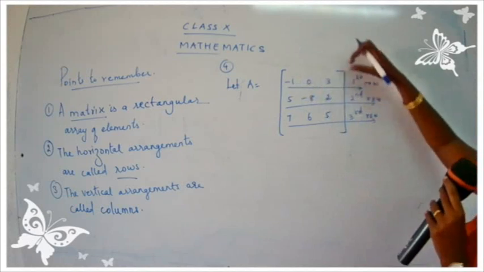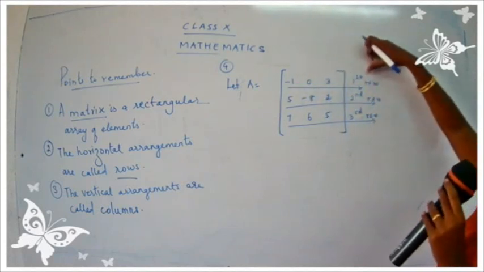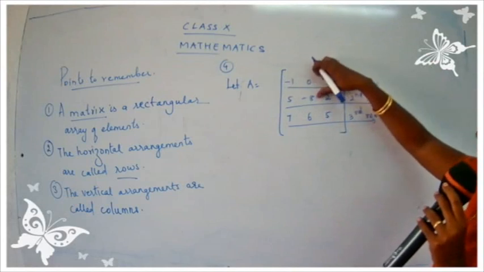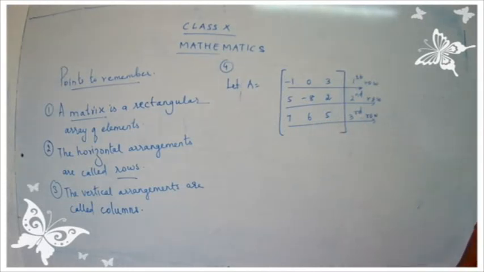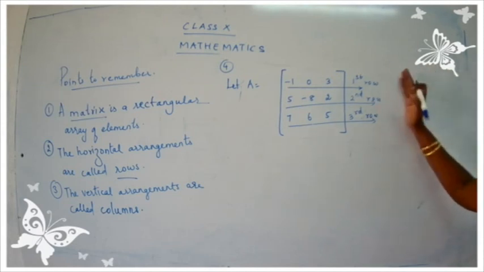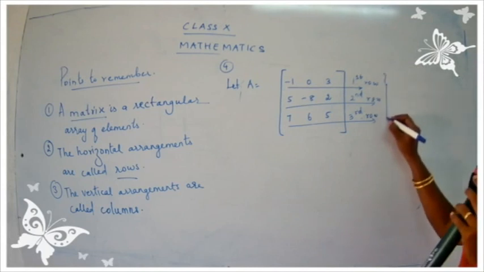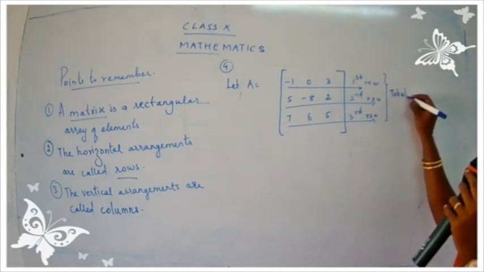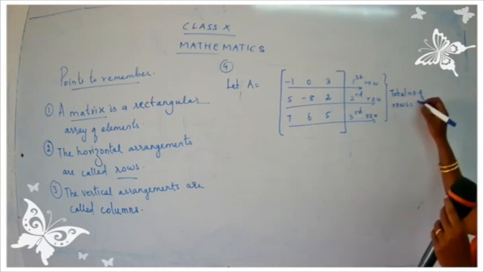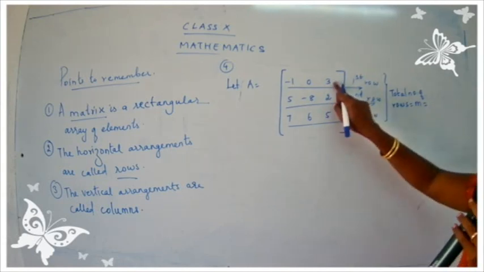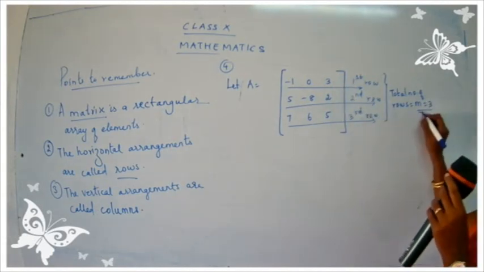You show what is the first row. That means minus 1, 0, 3 in first row. 5, minus 8, 2 in second row. 7, 6, 5 in third row. Use your scale and pencil to show the line, because you should be thorough. You should know what is the meaning of row and what is the meaning of column. So how many rows do you have, children? Total number of rows is equal to, what is the symbol we are using for rows? M. Good. And how many rows do you have? 1, 2, 3. So write down here M is equal to 3.